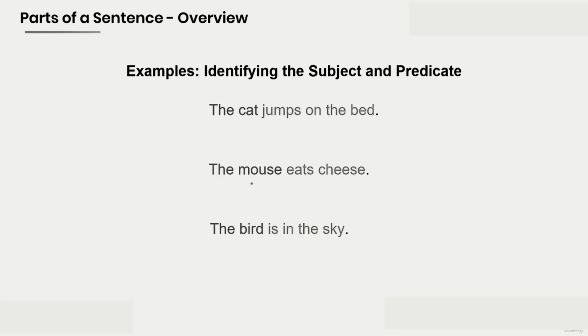The mouse eats cheese. Here the mouse is the subject, right, it's who or what the sentence is about, with eats cheese, I'm sorry, being the predicate, where eats is the verb and cheese is the object. Then we have the bird is in the sky. Here the bird is the subject. Is in the sky is our predicate, with is being the verb and the sky the object. So one more time just to look at this. We have subject, predicate, subject, predicate, okay?